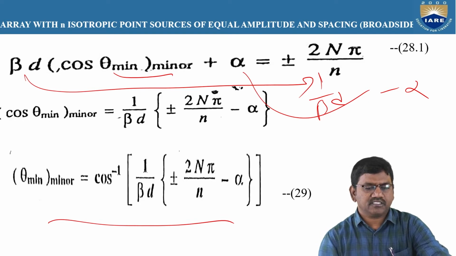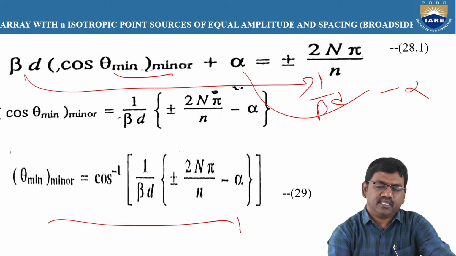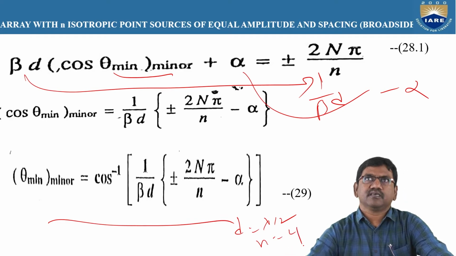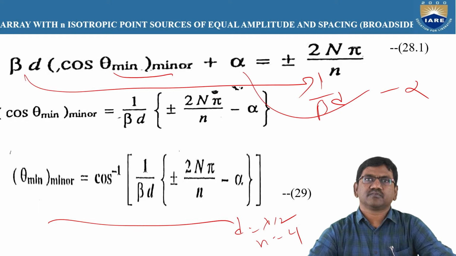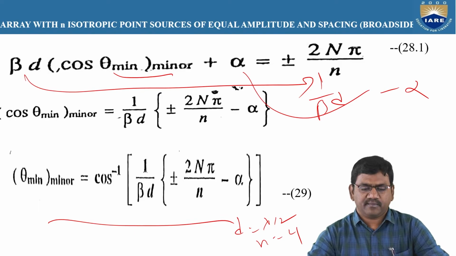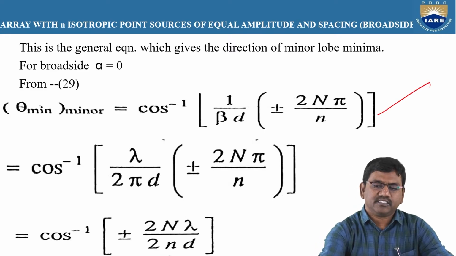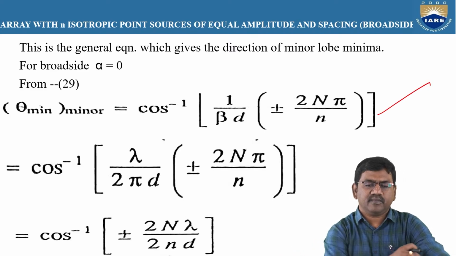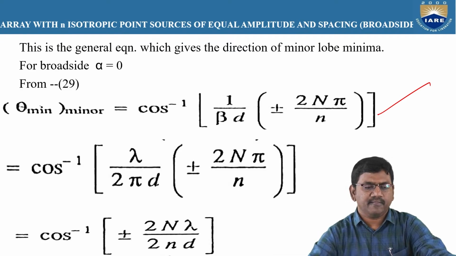Now from this expression, let us determine minor lobe minima by assuming d is equal to lambda by 2 and n is equal to 4. That means to find out the minor lobe minima, let us assume a special case by considering 4 isotropic sources, n is equal to 4, and these 4 sources are separated by a distance d is equal to lambda by 2. So for the broadside case, alpha is equal to 0. If you substitute alpha is equal to 0, you will get cos inverse of 1 by beta d into plus or minus 2 n pi by n.